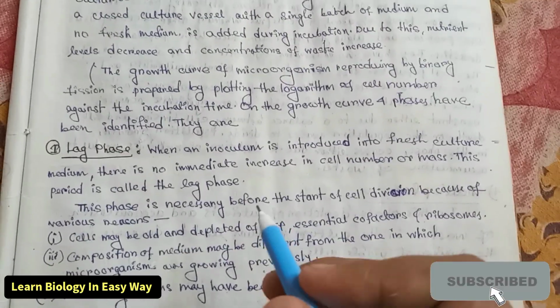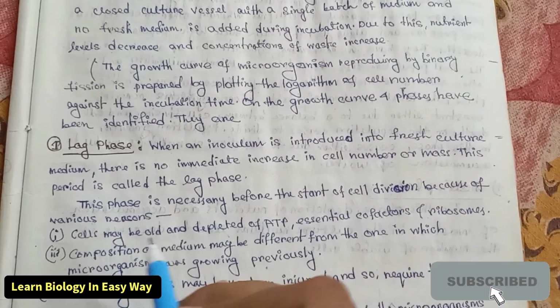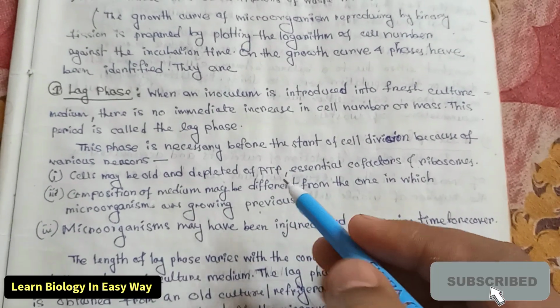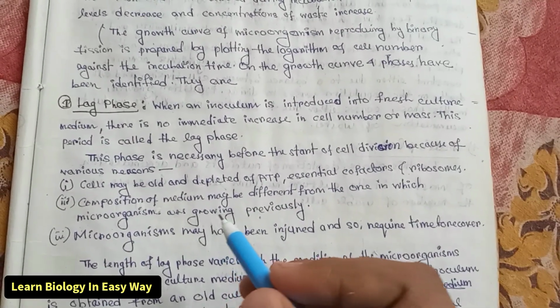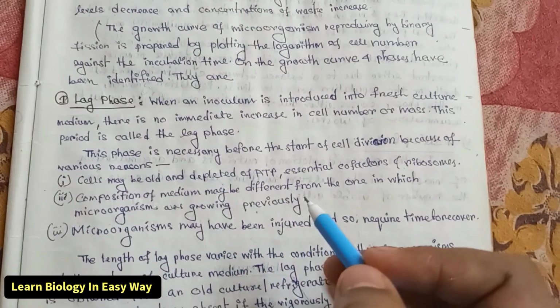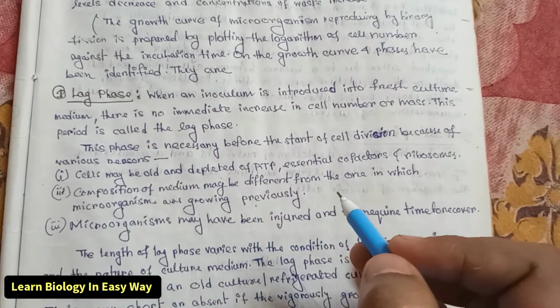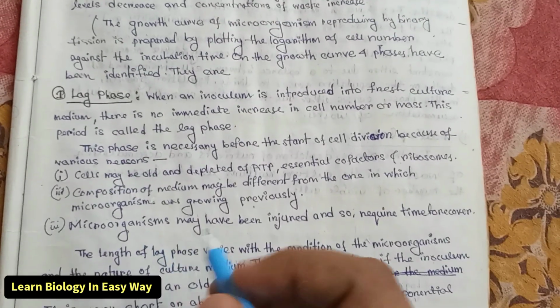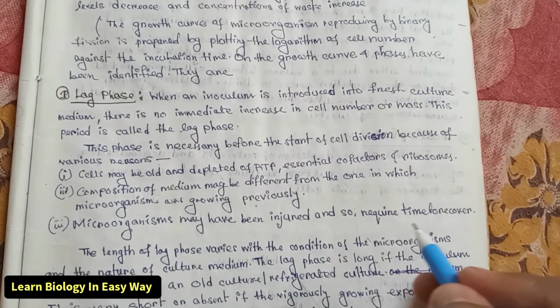This phase is necessary before the start of cell division because of various reasons. Cells may be old and depleted of ATP, essential cofactors and ribosomes. The composition of the medium may be different from the one in which the microorganism was growing previously. Microorganisms may have been injured and so require time to recover.